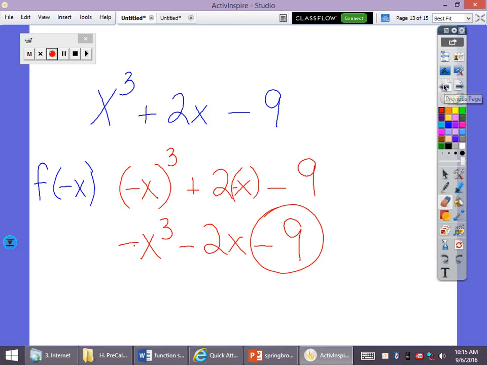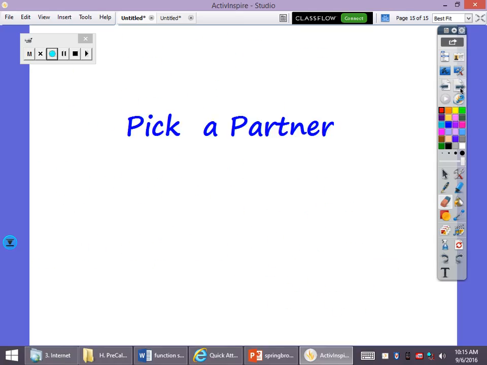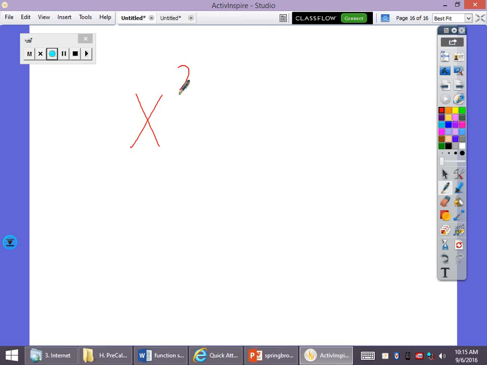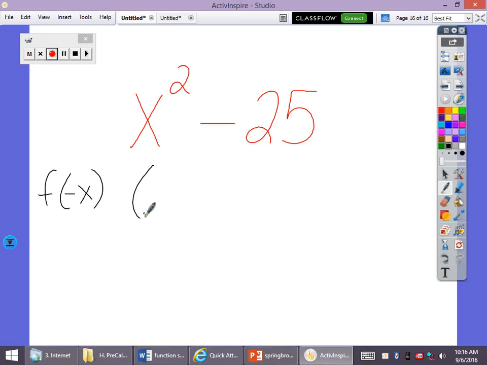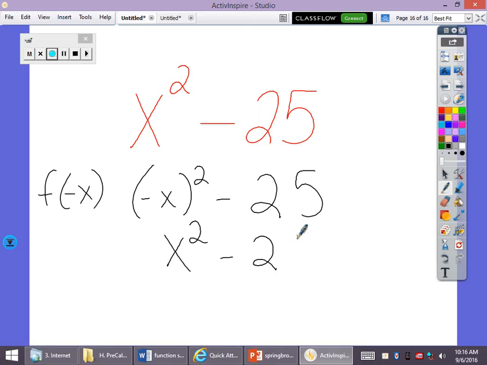Oh, I thought I had another example. Let me do one more quick example and then I'll put your homework up here. Okay, I want to know if this is an even or odd function. So to do that, I always do f of a negative x. Okay? So negative x squared minus 25. What's negative x squared? Positive x squared minus 25.